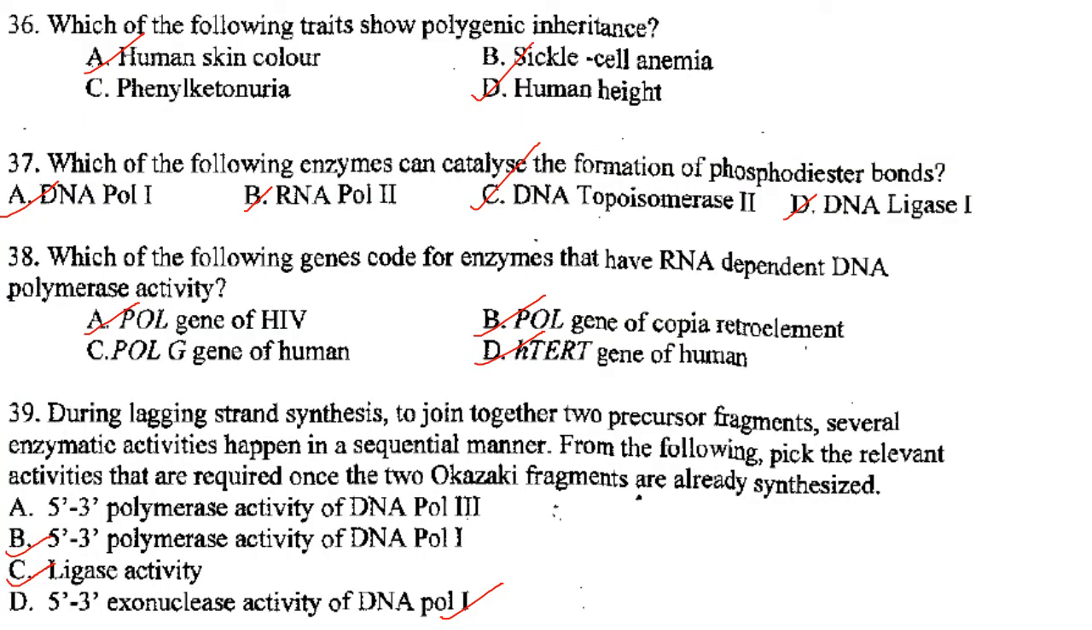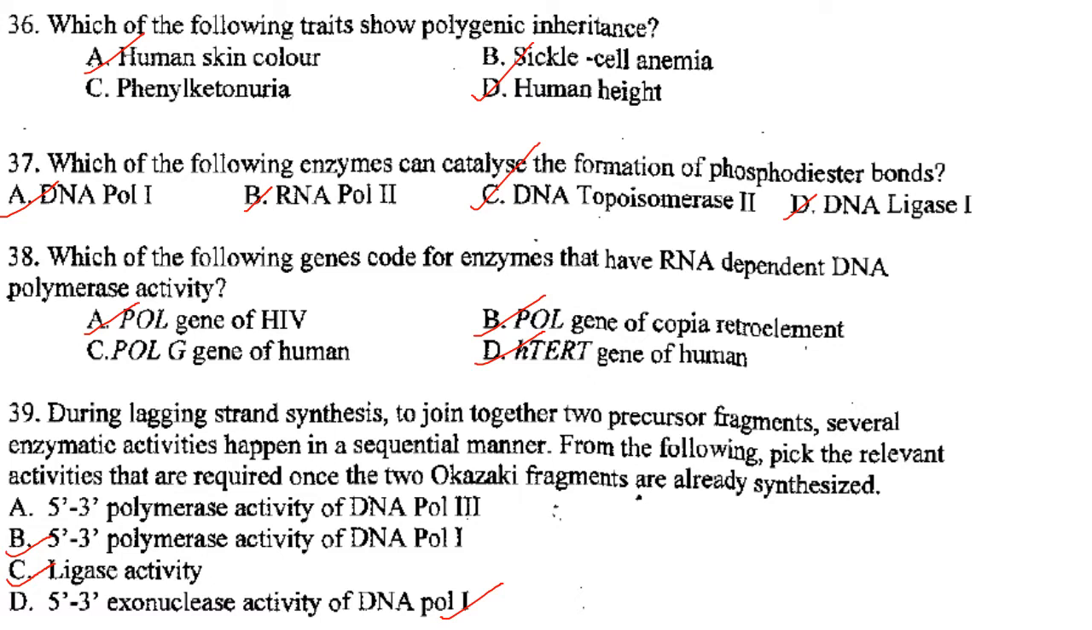Which of the following traits show polygenic inheritance? Human skin color, yes, it is polygenic inheritance. Sickle cell anemia, no. Phenylketonuria, no. Human height, yes, human height is also polygenic inheritance. So A and D are correct.